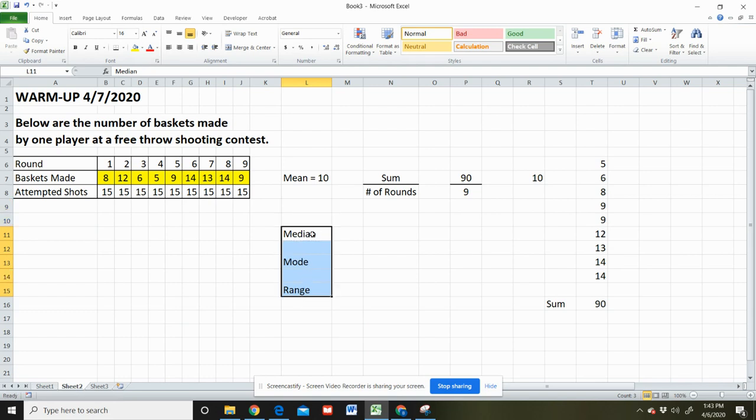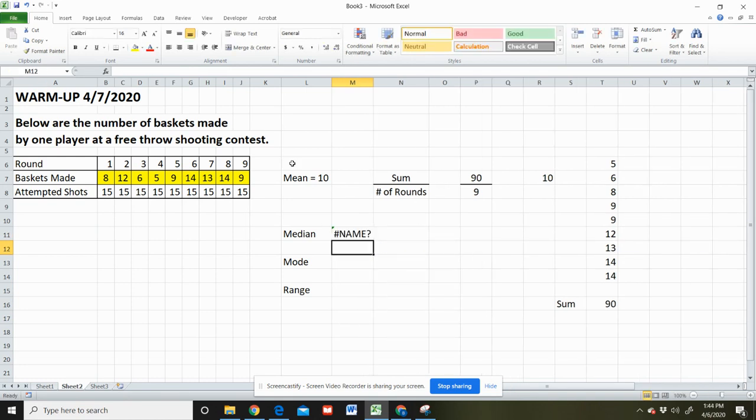Now next, I want to find my median. Remember, my median is the middle number. Basically, if I have 9 numbers here, 1, 2, 3, 4, I've got 4 on that side, and 1, 2, 3, 4 on this side. So that 9 in particular is going to be my middle number. So median equals 9.